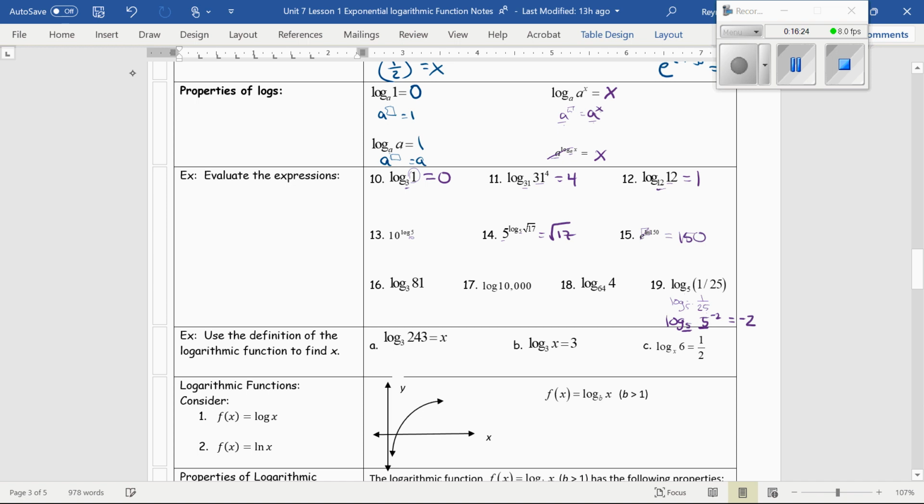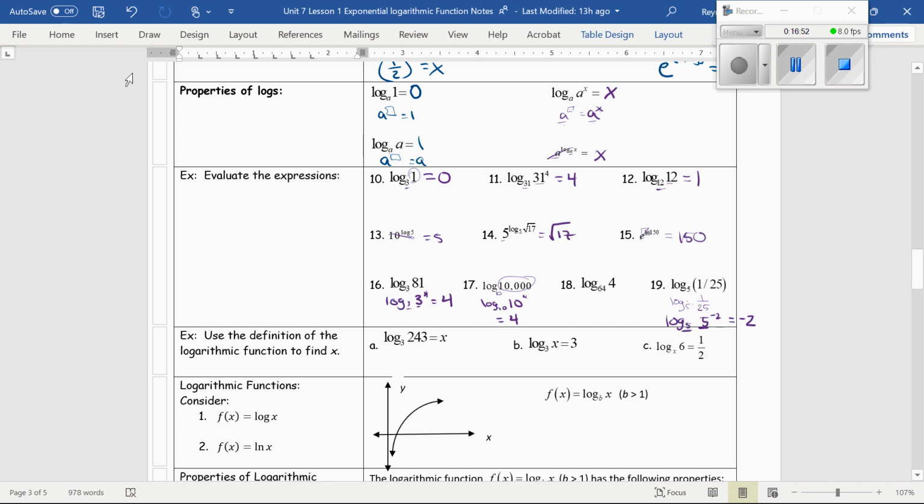Same thing here on 16, log base 3 of 3 to the 4th. Try to get those to match because now that's equal to 4. All right, so if possible, I'm going to do that. This one would just equal 5. This is log base 10. Well, I can rewrite 10,000 as 10 to the 4th, and so now that is also just equal to 4.